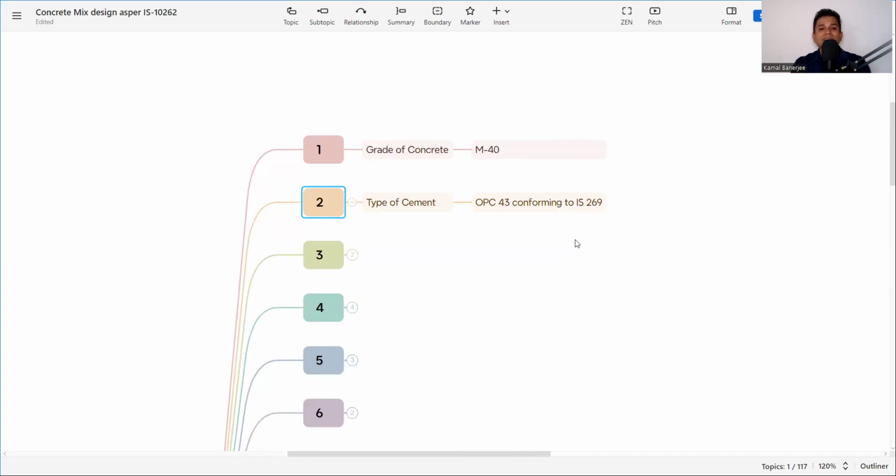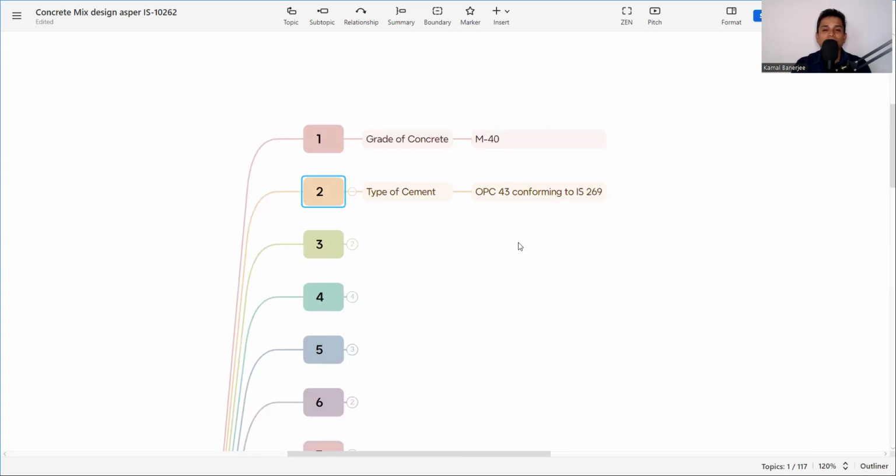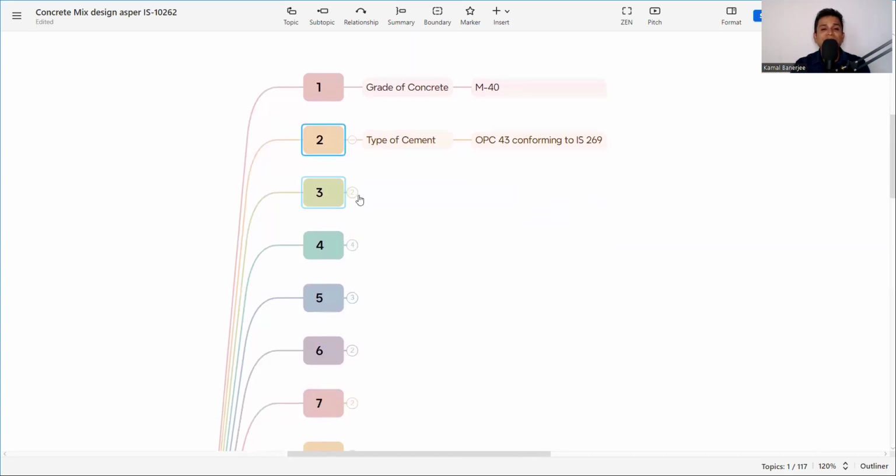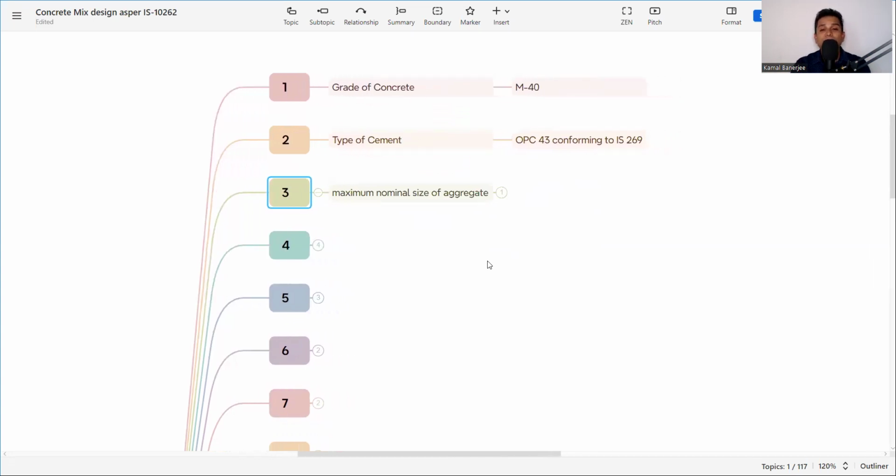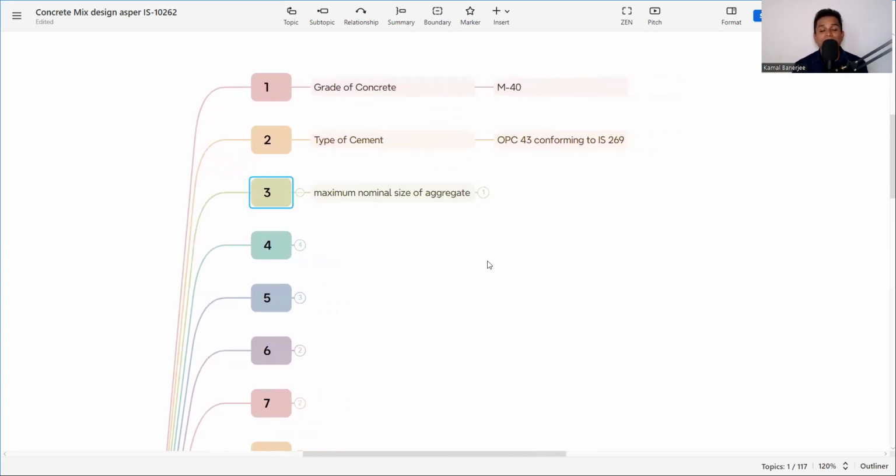So we are confirming this, our grade of concrete is M40 and we are using OPC 43 conforming to IS 269 2015. The next part is we need to finalize the maximum nominal size of aggregate, because aggregate is the main ingredient of the concrete mix design. But what will be the size? Because we have different sizes: 80 mm, 63.5 mm, 40 mm, 20 mm, 10 mm, 6.3 mm. Now we need to choose the maximum size.